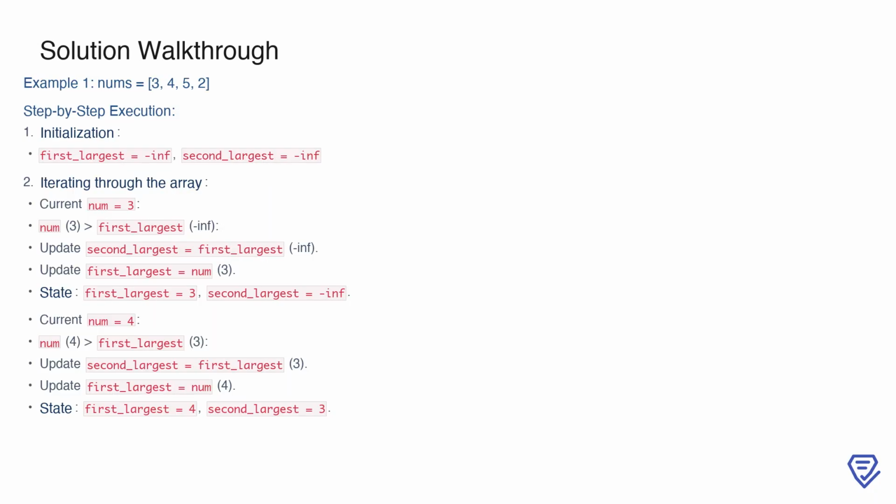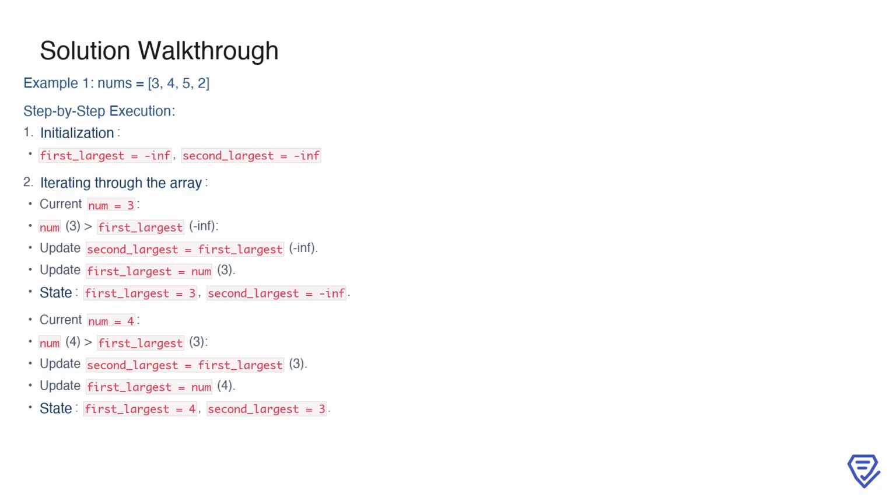To solve this problem, we start by initializing two variables, first_largest and second_largest, both set to negative infinity. These variables will help us keep track of the two largest numbers in the array as we iterate through it. Looking at the first number in the array, which is 3, we see that it is greater than first_largest. This means we need to update both variables. Second_largest takes the value of first_largest, which is still negative infinity, and first_largest is updated to 3.